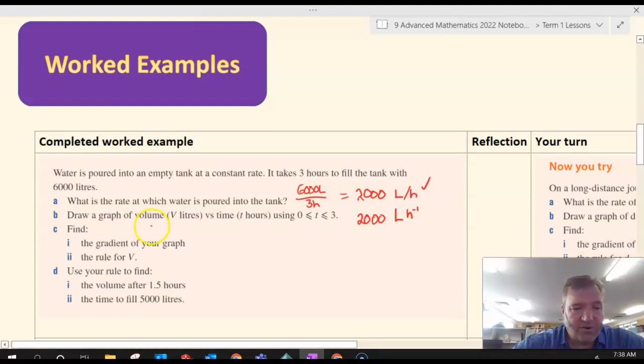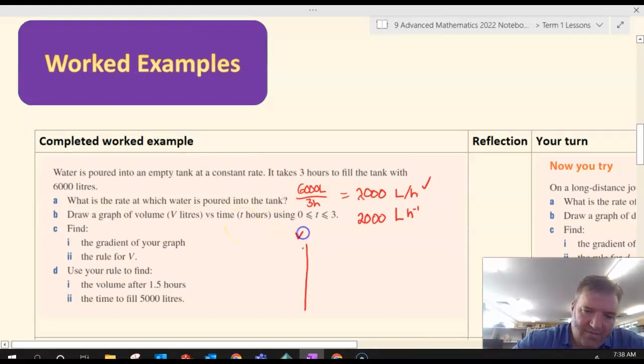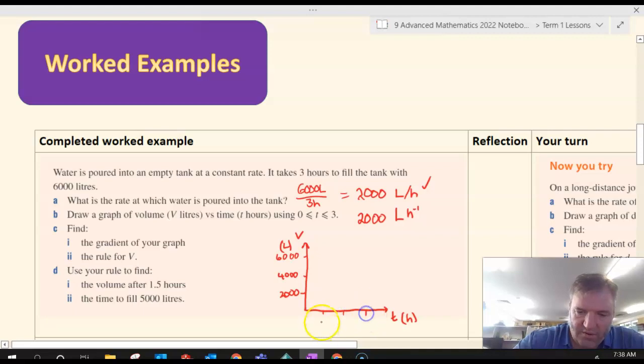If I wanted to draw a graph of the volume versus time, volume is here, time going across the bottom, and this is in hours, and my volume is in litres. 2,000, 4,000, 6,000. That was 1, 2, 3 hours worth. Oh, jumping the gun there. 1, 2, 3.